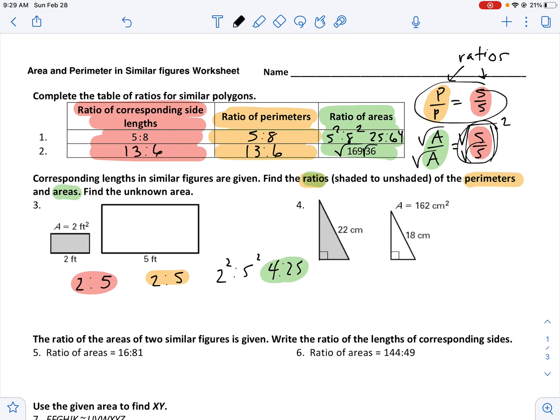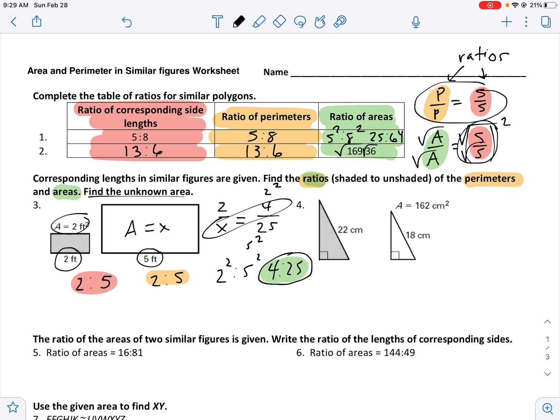Okay. Now it says find the unknown area. Well, that means solve. So we're going to have to set up a proportion. Well, we want to look at our areas, 2 and x. So 2 over x equals 2 squared over 5 squared. But we know that that's 4 to 25. So let's just make ourselves a note: 4 and then 5 squared to 25.